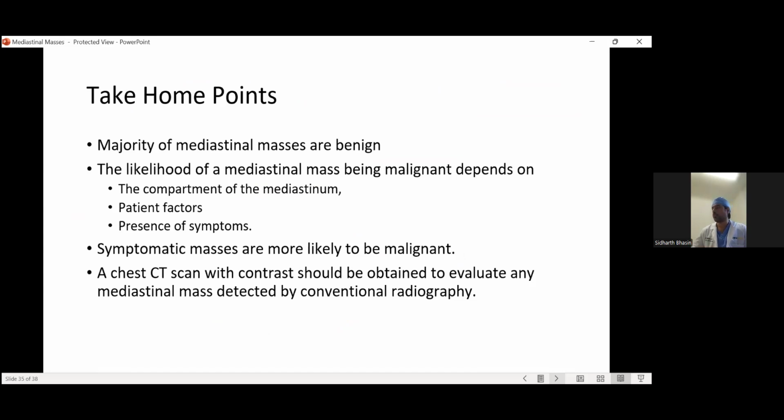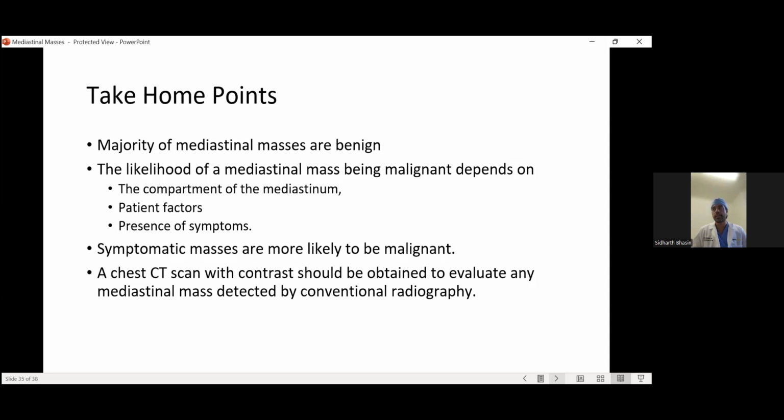Now, the take-home points for the presentation would be the majority of the mediastinal masses are benign. That being said, because the number needed to harm is less, we definitely need to keep an eye on the ones which are malignant. The likelihood of a mediastinal mass being malignant depends on the compartment where it is, patient factors, and the presence of symptoms. So keeping an eye on those, if you think that there's a slight suspicion, then it should be worked up further.